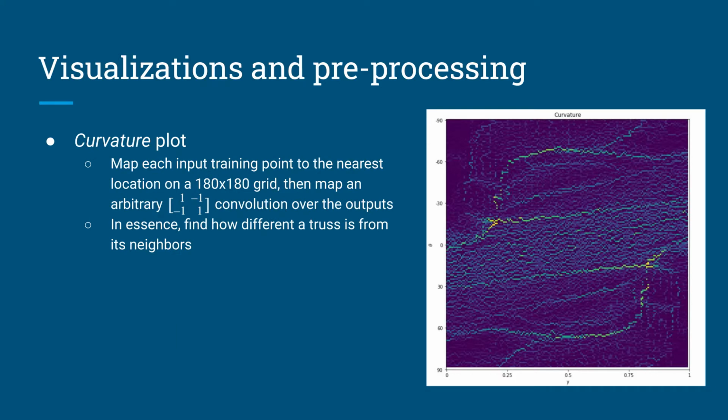Another plot that I constructed is the curvature. This is a mapping over the input space of how quickly, or how different, the trusses are at those points from each other. I did this by fitting the training points to a 180 by 180 grid and finding the difference via a convolution kernel. It's quite noisy, but hopefully you can see some trend lines.